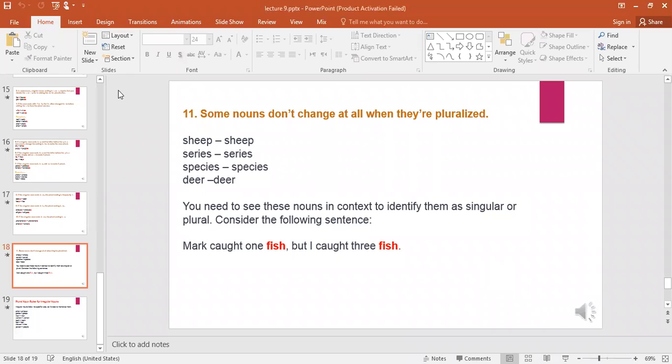Okay. Let's continue now. Now, let's move to nouns that do not change when they are pluralized, like sheep, sheep, series, series. These nouns stay the same. Now, when do I know that this noun is a singular noun or this is a plural? I know when I read the sentence. So I know through context. Like if I said Mark caught 1 fish, but I caught 3 fish. So I know that fish in the second part of the sentence is the plural noun.